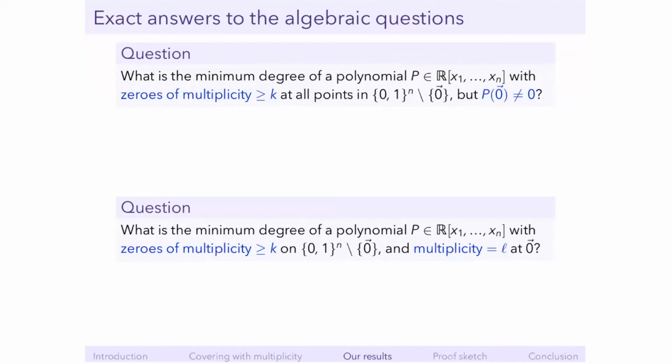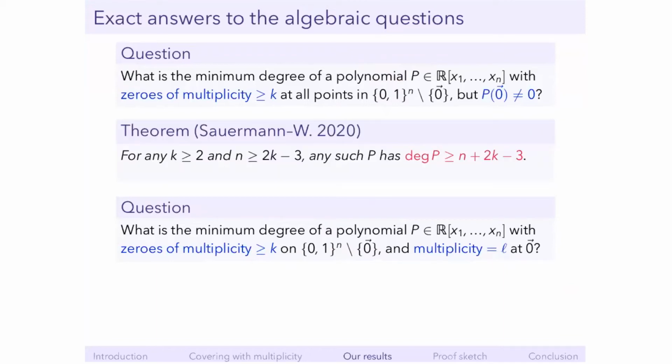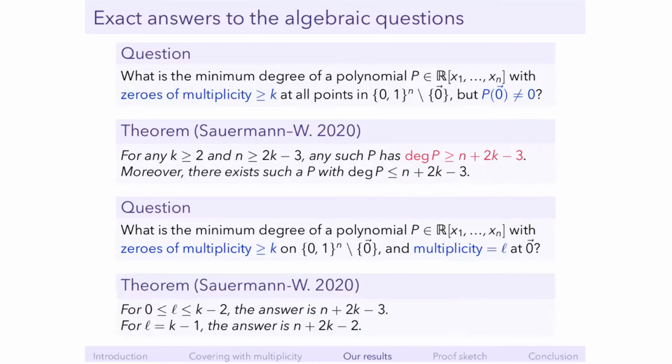So for the first question, we showed that for n sufficiently large, any such polynomial has degree at least n plus 2k minus 3. And we're also able to show a matching upper bound. So there exists a polynomial with these properties whose degree is actually at most n plus 2k minus 3, and therefore equal to n plus 2k minus 3. And for the second problem, we're also able to fully resolve it, where when L is at most k minus 2, the answer is n plus 2k minus 3 again. And when L is actually equal to k minus 1, the answer is 1 higher than that.